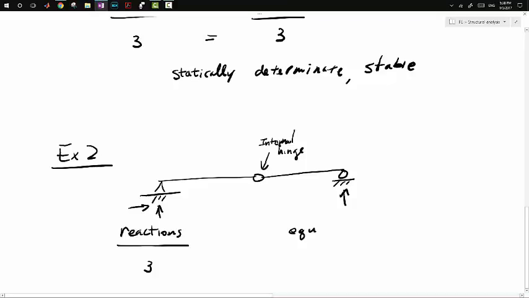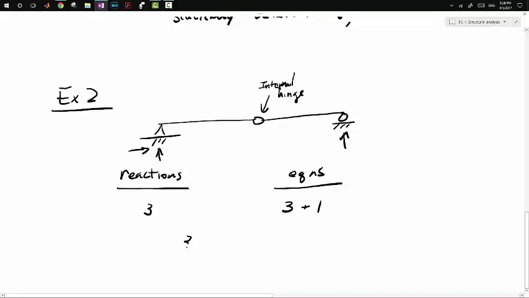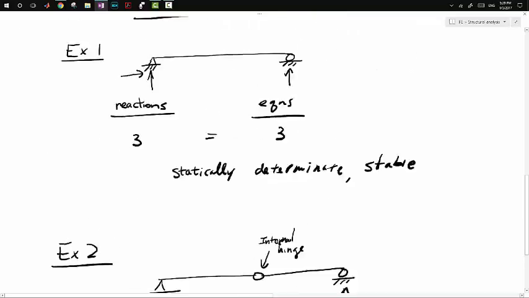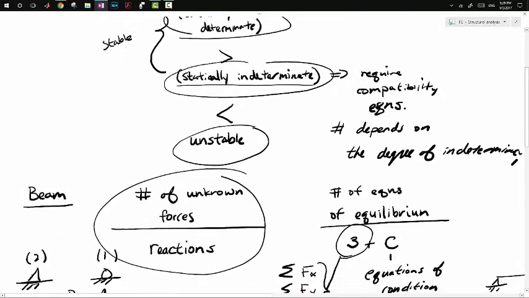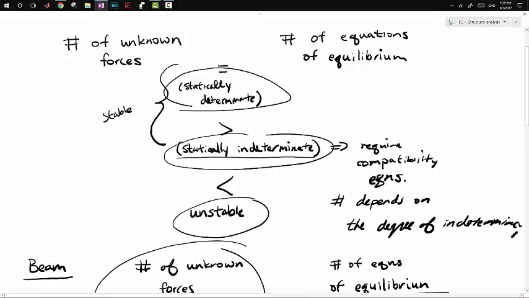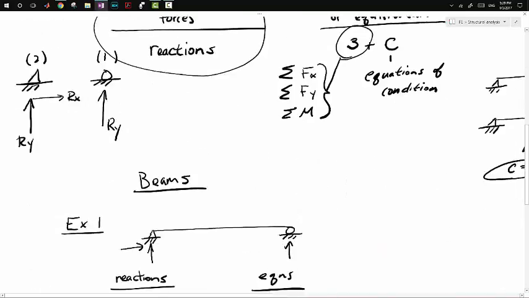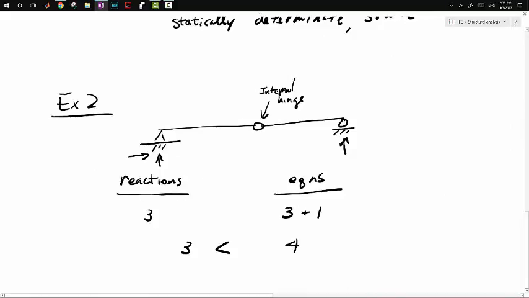Our equations, we have the 3 coming from sum of forces in the x, sum of forces in the y, and sum of moments, plus 1 equation of condition. So 3 is less than 4, which from our requirements earlier, or conditions, we know that if our number of unknown forces is less than our number of equations of equilibrium, the structure is unstable. So this structure is unstable.